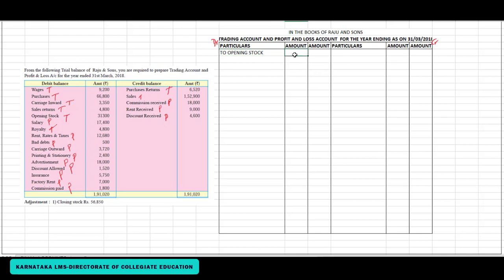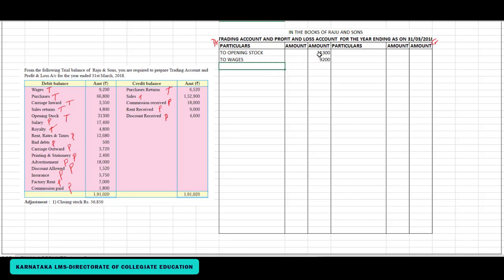So opening stock here they have given 31,300. And next we have wages. Let us write all the trading account items one by one. So wages amounted to rupees 9,200 directly in the outer column, because there is no adjustment for that, so directly in the outer column.